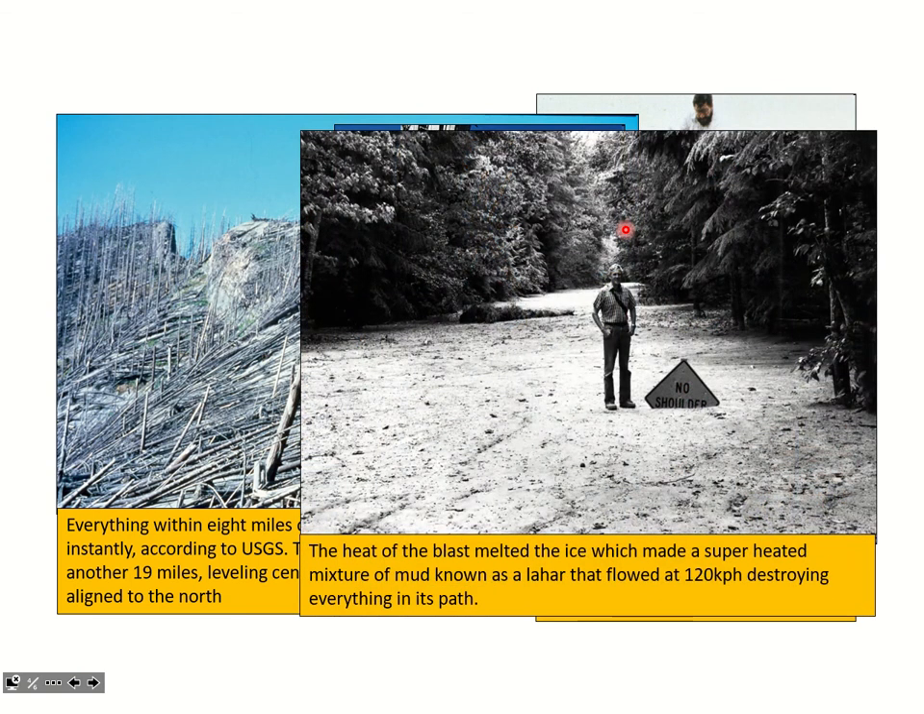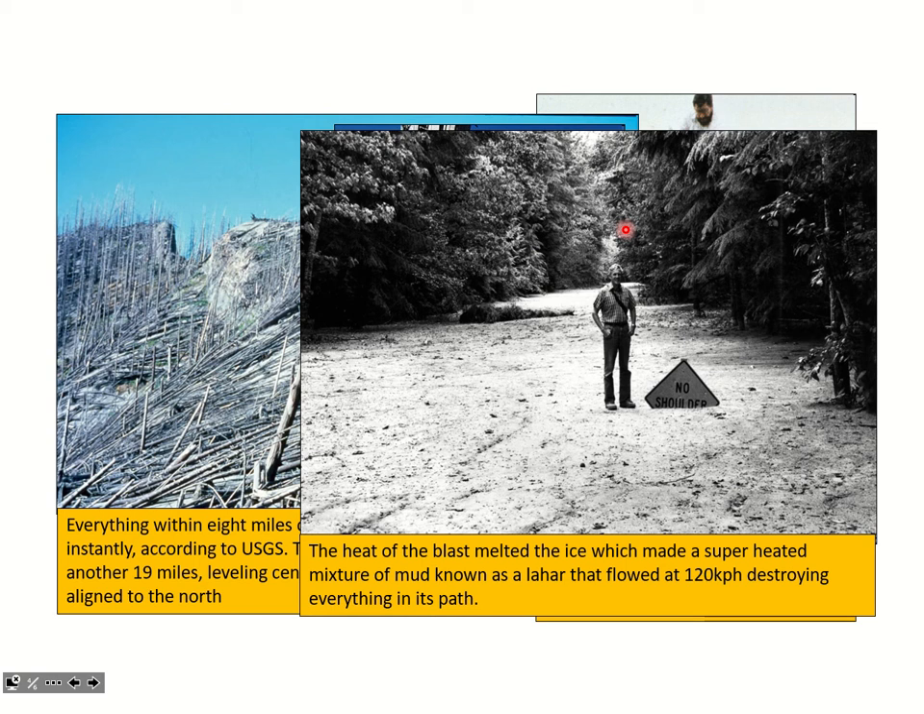The heat of the blast melted ice at the top of the mountain, and that mixed with a superheated mud at the top of the mountain, and that created a deadly volcanic force known as a lahar. And these flow at speeds up to 100 kilometers per hour, 120 kilometers per hour, and they destroyed everything in their path. They're really, really deadly things.